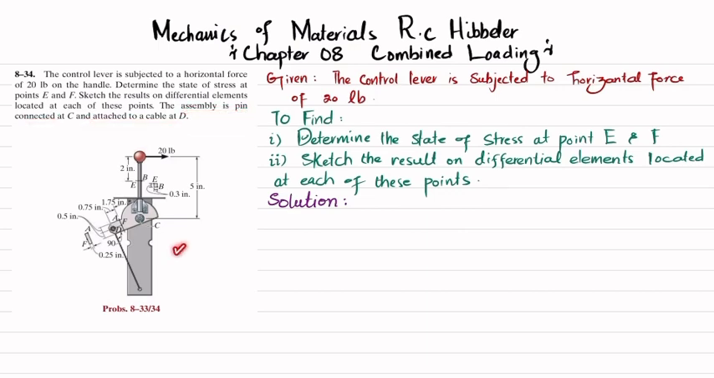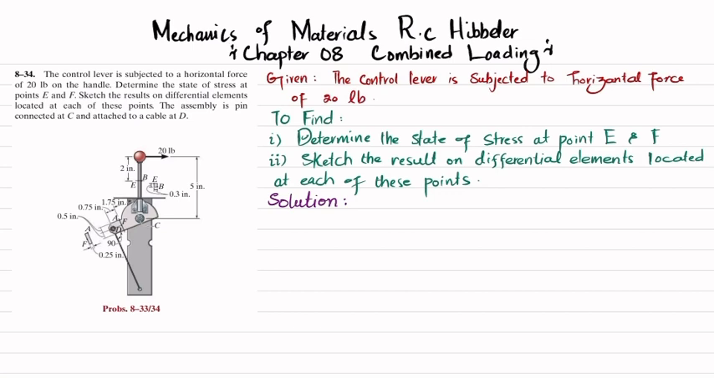From this figure you can see this is the control lever that is subjected to a 20-pound force, and this point C is pin connected, and this mechanism is connected with this cable at D. We have to find the state of stress at point E, which you can see is cut, and at F, which is on the cross section. On the cross section, F is this point. So let's start with the solution.